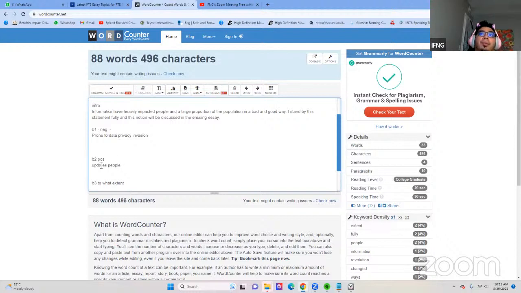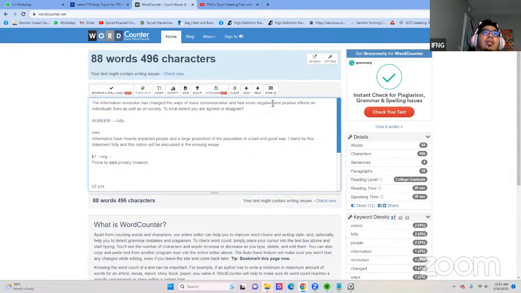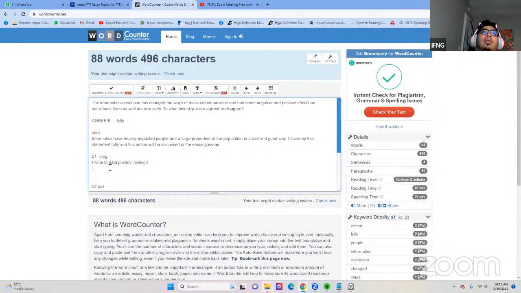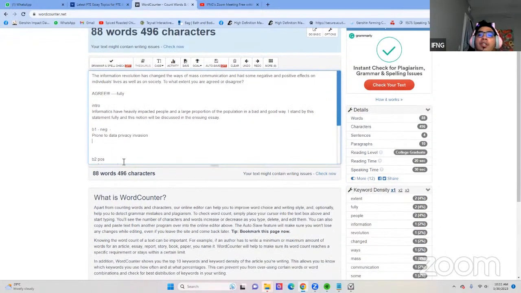Updates people. A little bit simple, but that's fine with me, right? Well, we can get that. It updates people, yeah. So because your essay says positive and negative effects, we have to add an additional one: prone to data privacy invasion. What else can we add aside from data privacy invasion?